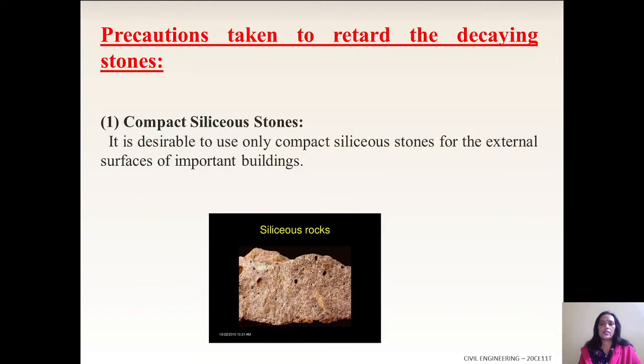The precautions taken to retard the decay of stones. The natural way of preserving the stones, one of the best methods of preservation of stones without using any preservatives. These are the certain methods we have to follow. That is, the compact siliceous stones can be used for the external surfaces of important buildings.